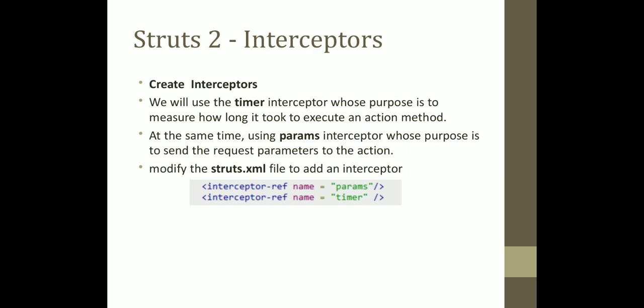So how are these interceptors created? We will use the timer interceptor, whose purpose is to measure how long it took to execute an action method. Now we want to perform a task to find how much time the action method takes, so we have used the timer interceptor. At the same time, we are using the params interceptor, which is used to send the request parameters to the action.